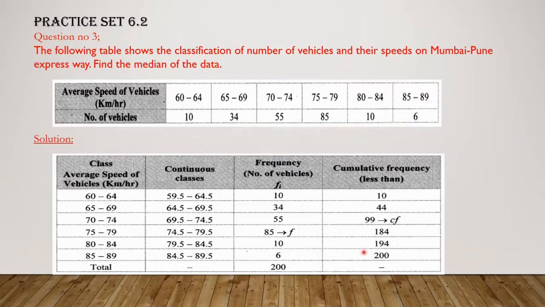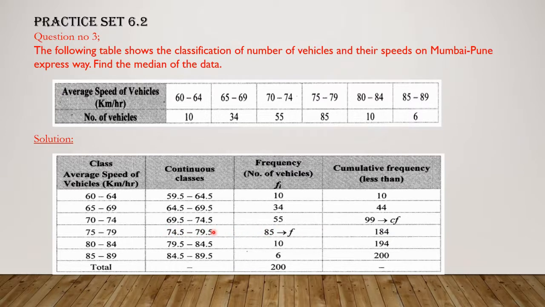Here also we have to find the median class. First, find n upon 2. N upon 2 means the sum of the frequencies, 200, upon 2, that is equal to 100. Next, find the cumulative frequency just greater than 100. In the fourth column, the cumulative frequency just greater than 100 is 184. Therefore, the corresponding class 74.5 to 79.5 is your median class.